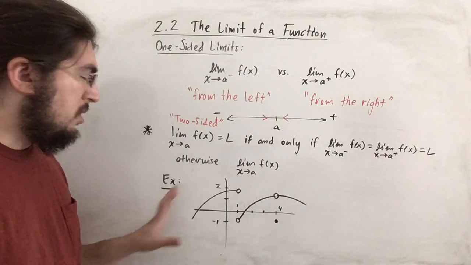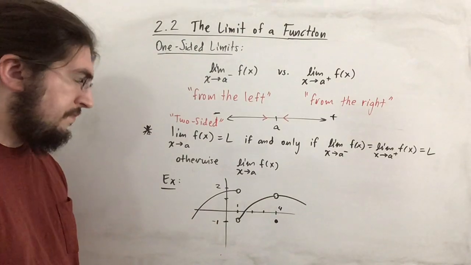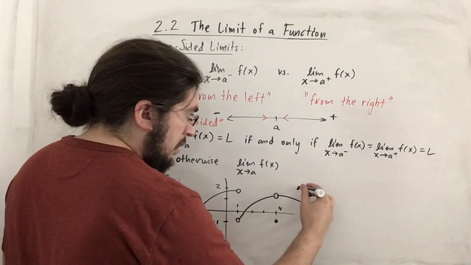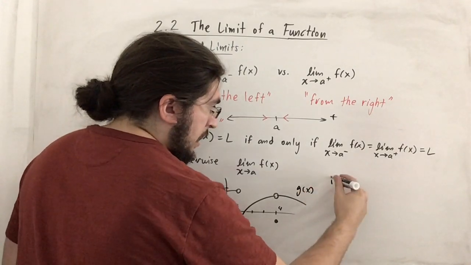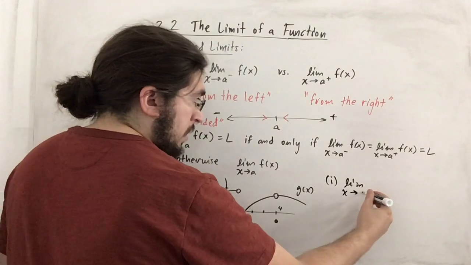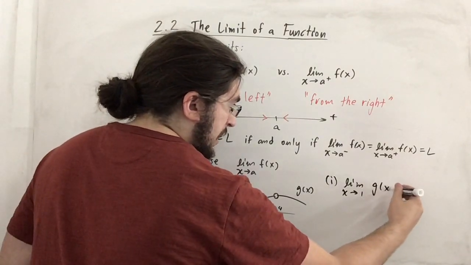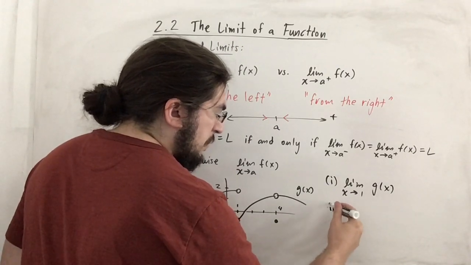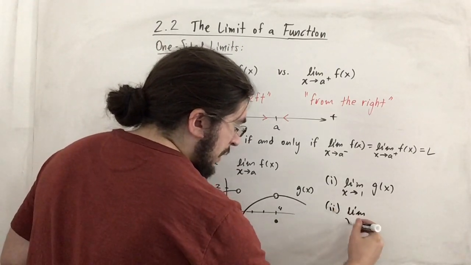So here I give a visualization problem where I give you the graph. And consider this the graph of, let's call it g of x. And let's find a few things. Let's find the limit as x goes to 1 of g of x, and let's find the limit as x goes to 4 of g of x, just based on the graph alone. And we can definitely do this.